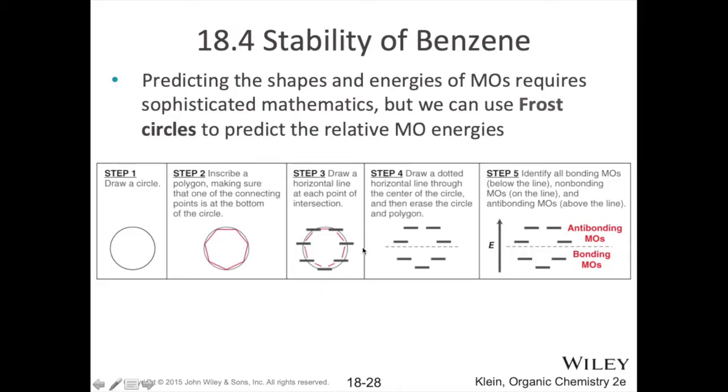Now, the diameter of your circle going this way is the divider between bonding and anti-bonding. Anything below that line is bonding, anything above that line is anti-bonding, and anything on the line is non-bonding. Then you start filling in your electrons. If we've got 7 carbons here, we fill in 7 electrons. So we've got 1, 2, 3, 4, 5, 6, and then there'll be a 7th one up here, which would be anti-bonding and unpaired, and therefore anti-aromatic.